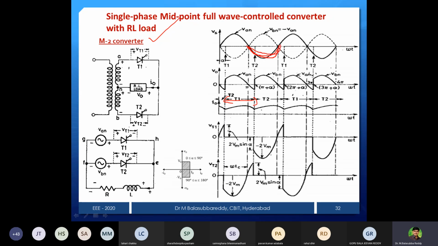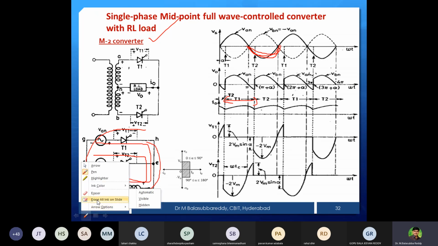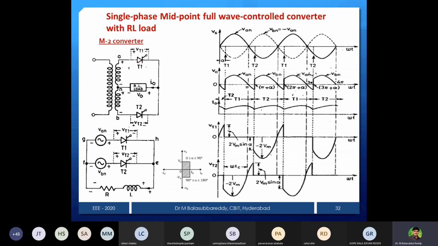Thyristor T2 is forward biased from pi onwards. But why? Because the thyristor conducts at pi plus alpha. This is the equivalent circuit at an individual instant. Now you can see T1 is conducting: from the source through T1, it goes to the load. Similarly, T2 conducts and goes to the load. Given the equivalent circuit, if not required, you don't need to use it. You can just use this one and these waveforms.